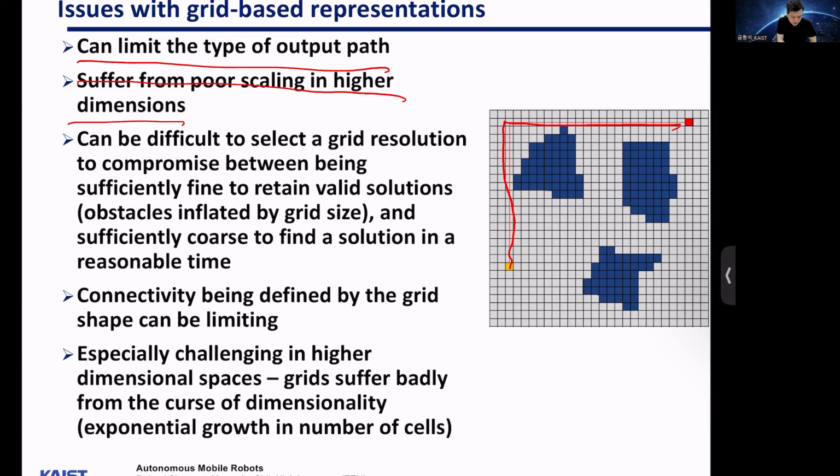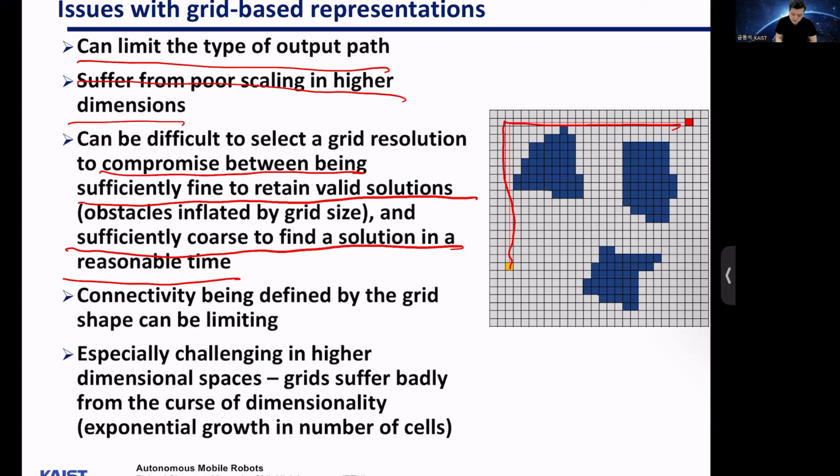And it can be difficult to select a grid resolution to compromise between being sufficiently fine to retain valid solutions and sufficiently coarse to find a solution in a reasonable time. So if we make the resolution small, high resolution, then it'll be accurate, and a solution will exist. But then it'll take a long time, computationally heavy.